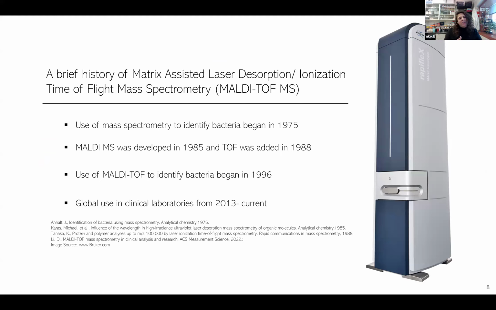To give you a little background and a brief history of matrix-assisted laser desorption ionization time-of-flight mass spectrometry, or more simply MALDI-TOF MS, the use of mass spec to identify bacteria began in roughly 1975. MALDI MS was developed in '85, with TOF being added in 1988. A little under a decade later is when we started seeing researchers use this powerful tool to identify bacteria. In 1996, there were two publications that came out right around each other, again, harnessing the power of this rapid way to identify bacteria. From there, a little over a decade later, we start seeing global use in clinical laboratories across the world from 2013 to current day.